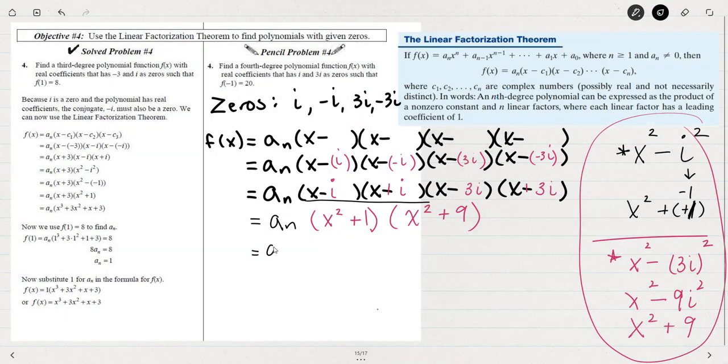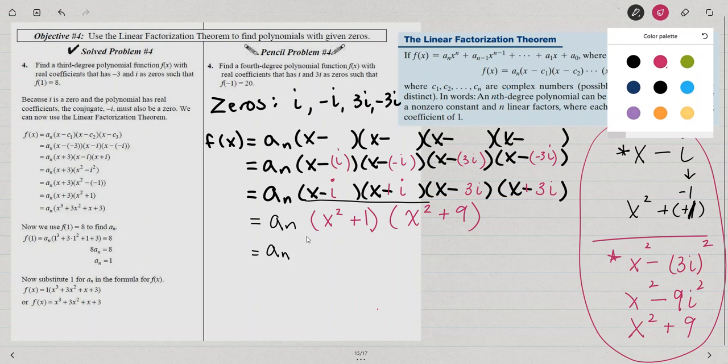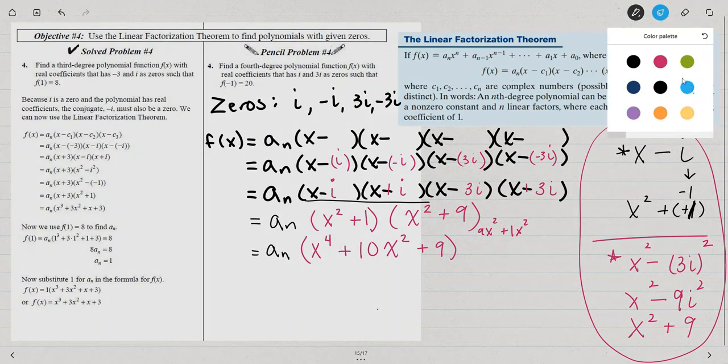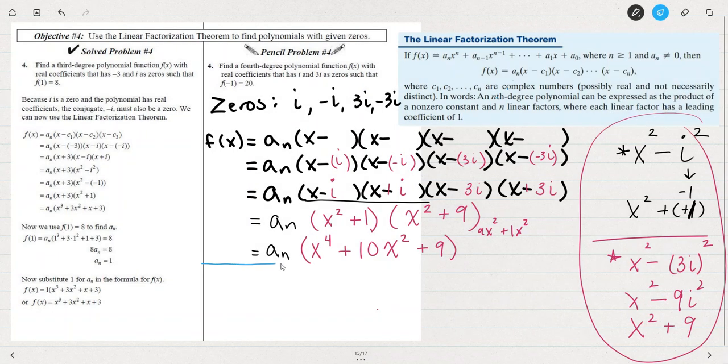So we've still got our coefficient, a sub n, and then I multiply the two binomials: x squared times x squared, so first times first, outside times outside is 9x squared, and the insides are 1x squared. When I combine those, 9 plus 1, that gives me plus 10x squared, and then last times last, 1 times 9 is 9. I'm almost there. I know this seems like a lot. We're almost there now. The last thing we're going to do is find a sub n.